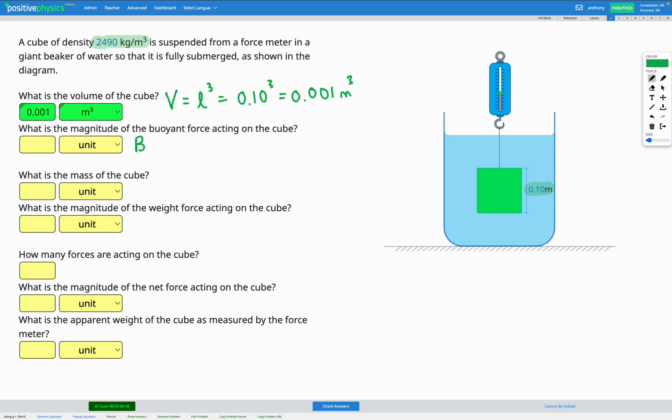So our buoyancy force is the density of the liquid multiplied by g multiplied by the volume of the object. Okay, so we can go ahead and put in our numbers. The density of our liquid, well, the liquid is water. We know that water has a density of 1,000 kilograms per meters cubed, multiplied by g, which is 10 on Earth, multiplied by the volume of the object, which we just calculated. It was 0.001 meters cubed. So putting that all into our calculator gets us a buoyant force of 10 newtons.